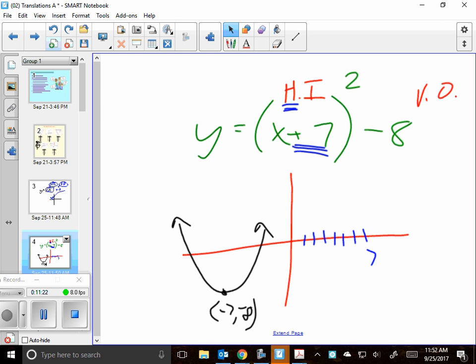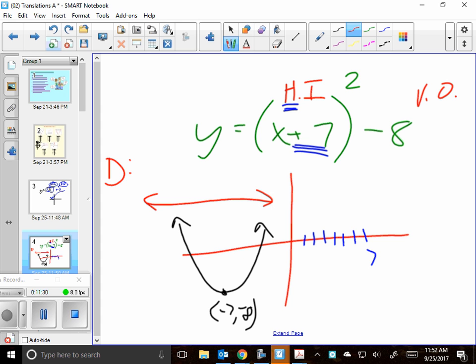Now, what's the domain of it? The domain is how far does it go this way? That's the domain question. How far does it go as far as x goes? If I extended this forever, it goes from -infinity to +infinity, and that's how you'd write it.